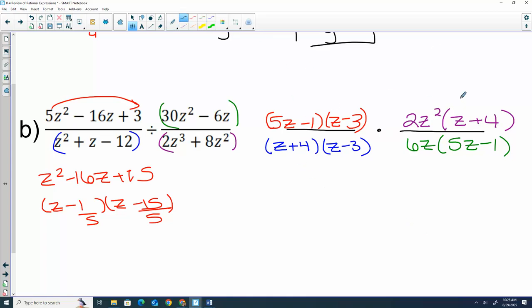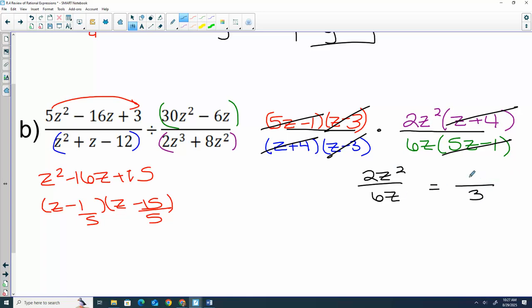So now we cancel anything that shows up. So I can drop a 5z minus 1. I can drop a z minus 3. I can drop a z plus 4. All we have is 2z squared over 6z, which can reduce. 2 over 6 is 1/3. 2 z's on top, 1 on the bottom, just leaves a z on top. Okay, so make sure you're watching coefficients that reduce as well.